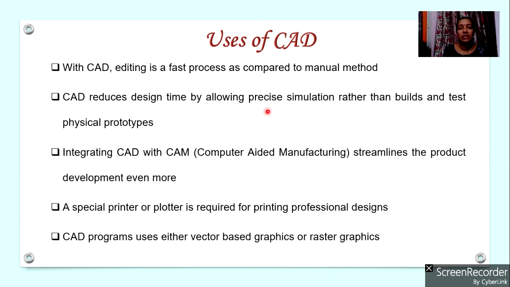CAD reduces the design time by allowing precise simulation rather than building and testing physical prototypes. Suppose we have to design a particular machine. Without CAD, we are manually doing it. So we have to make a number of alternate designs. Then from that we have to choose the best one. And based on those design parameters, we have to physically construct a machine.